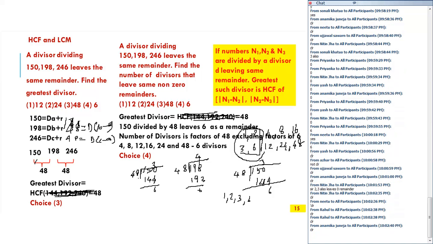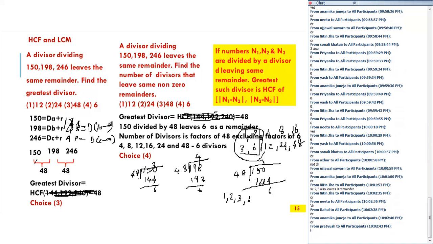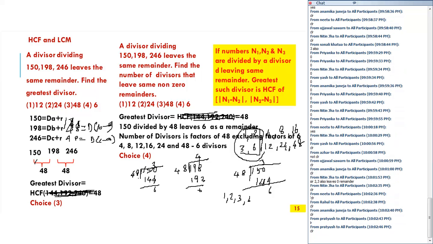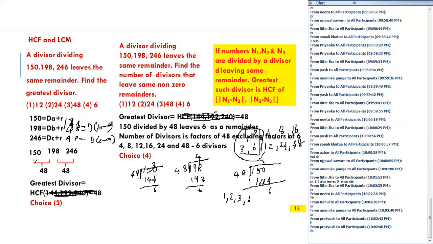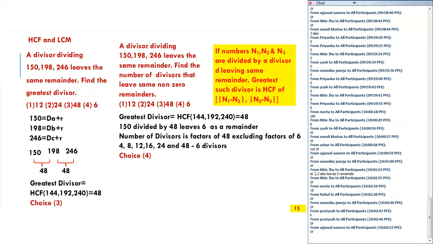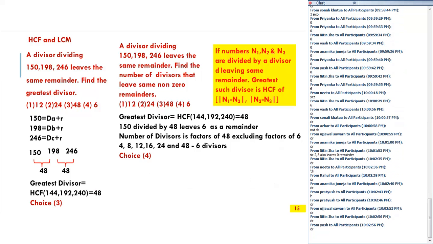Nitin, I've removed 1, 2, 3, 6. How many are clear? Yes, I've removed them. Sir, this is wrong. I'll correct it. Which is not clear, Priyanka?